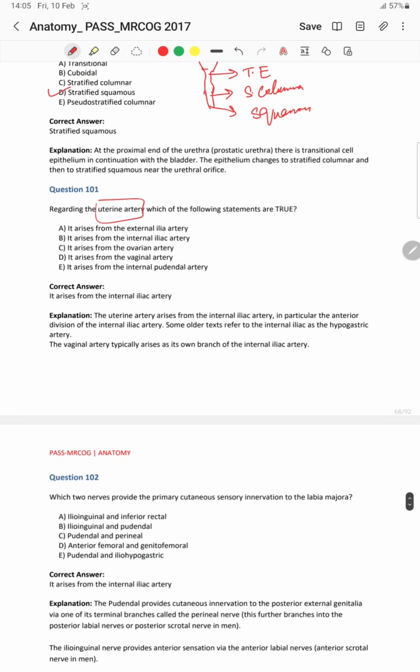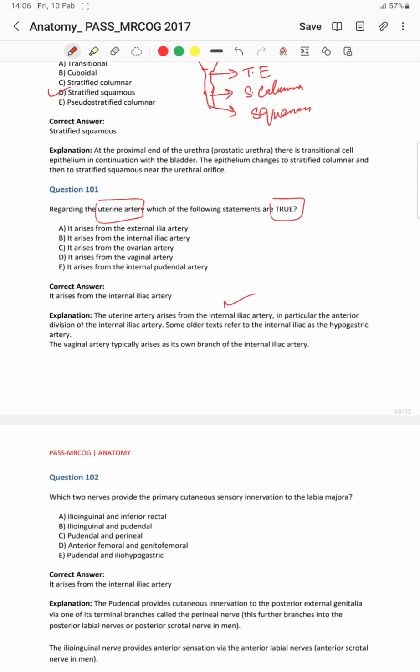Regarding the uterine artery, which of the following is true? We know that the uterine artery arises from the internal iliac artery, particularly the anterior division of the internal iliac artery, and the vaginal artery typically arises from the internal iliac artery as well. So let's see the options.